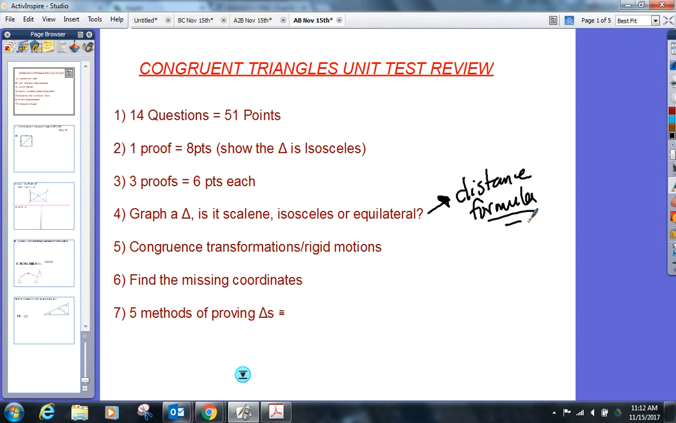So the distance formula is going to be on it? I'm not going to give it to you. No, I'm never going to give you the distance formula because it's not given to you on the Regents either. So I'll never give that to you. Same thing with midpoint and slope.